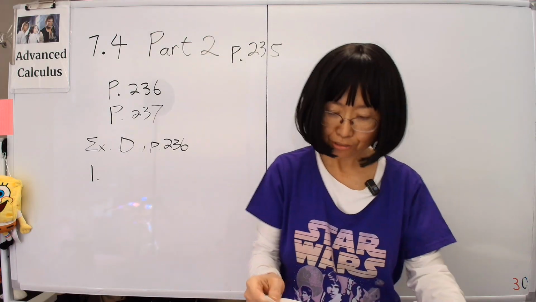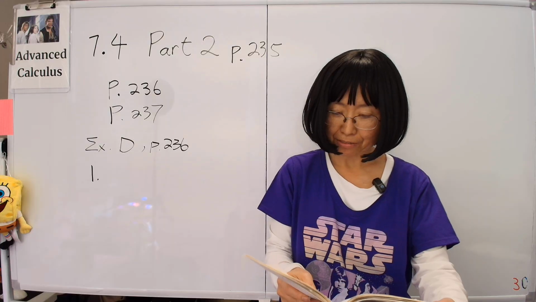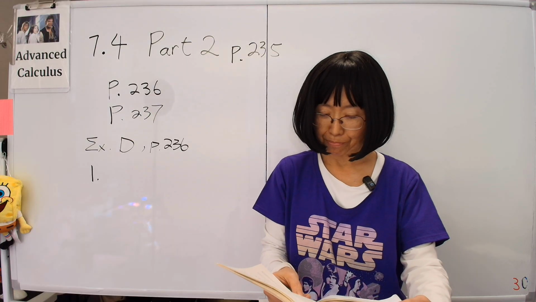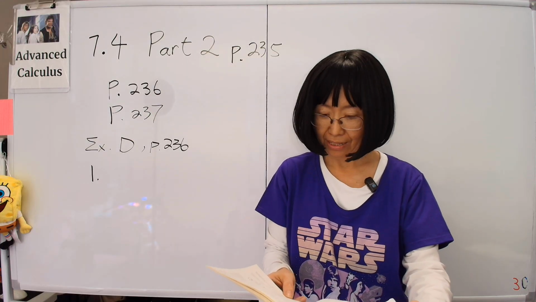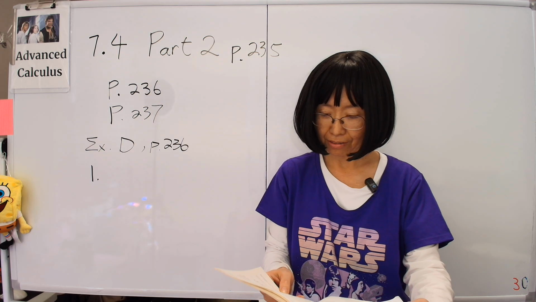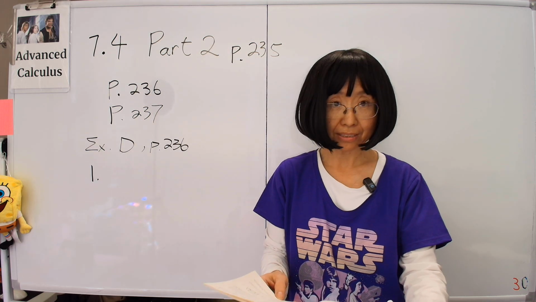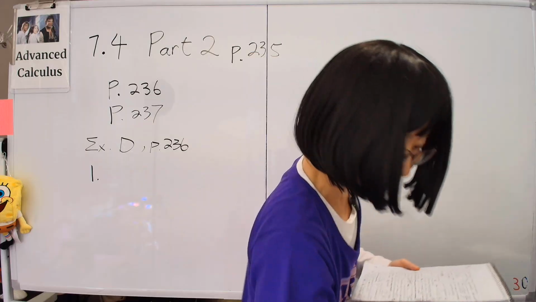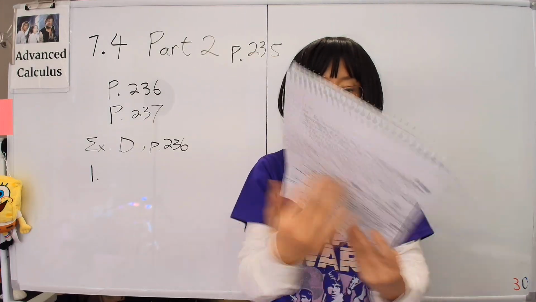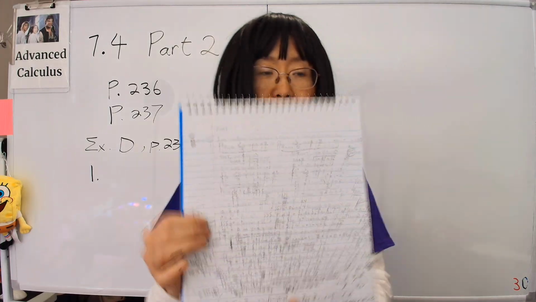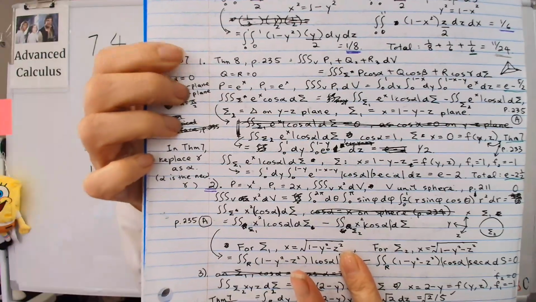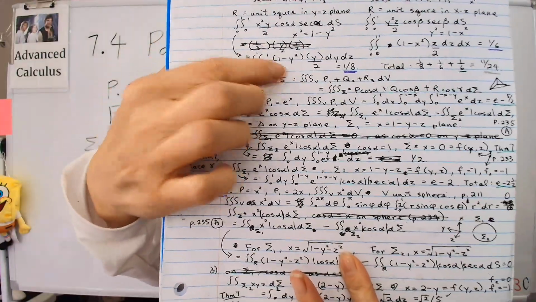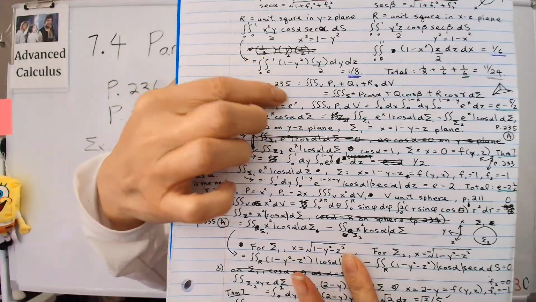So next, let's do problem 1. We're going to check Green's theorem where P is e to the power x, and Q and R are 0, and V is the standard tetrahedron. Okay, let's do that. We have to check Green's theorem on both sides. Here's the theorem, and we're going to calculate both sides independently.